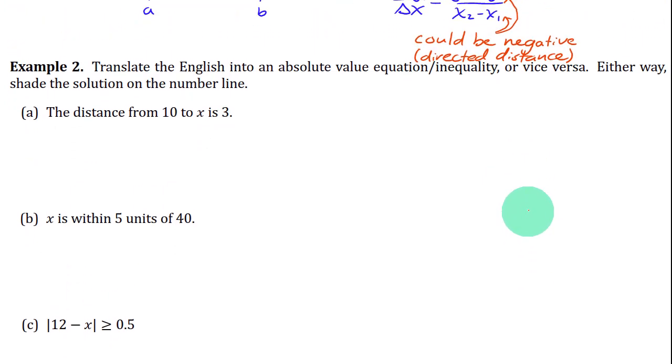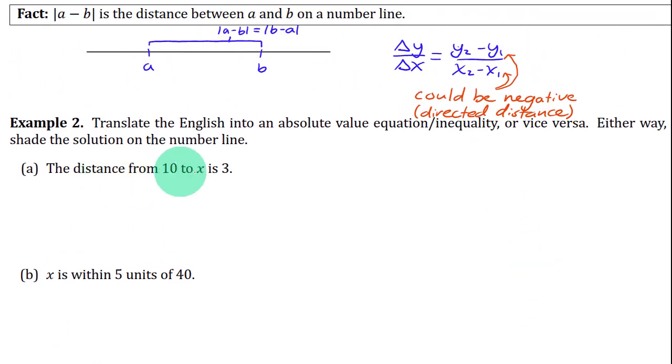Yeah. Okay, so let's look at this. The distance from 10 to x is 3. So first of all, the distance from 10 to x, we can write that using absolute value, using this fact. The distance from 10 to x we can write as the absolute value of 10 minus x, or x minus 10. It doesn't matter which way you do it. And the distance is going to be equals, and 3 is just 3. Okay, so the distance from 10 to x is 3, is what this is saying.